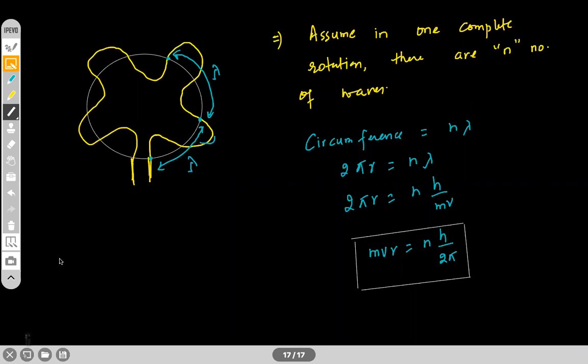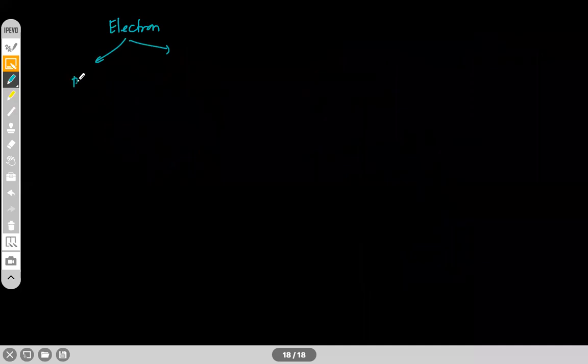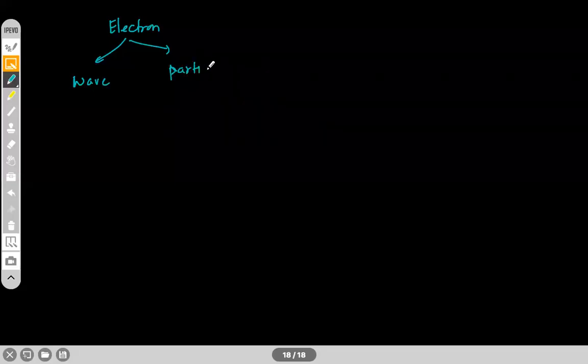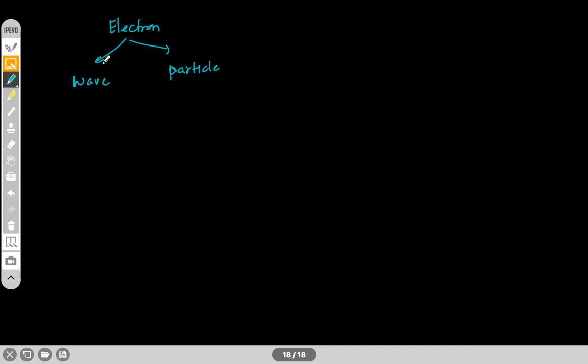Now, one very important thing, you listen to me carefully here. After this De Broglie hypothesis, we came to know that the electron has both wave and particle nature, right? It consists of dual nature, wave and particle nature. So, because of this, what happens? The exact position of the electron is very difficult to identify. And this comes here, the problems with the Bohr model.